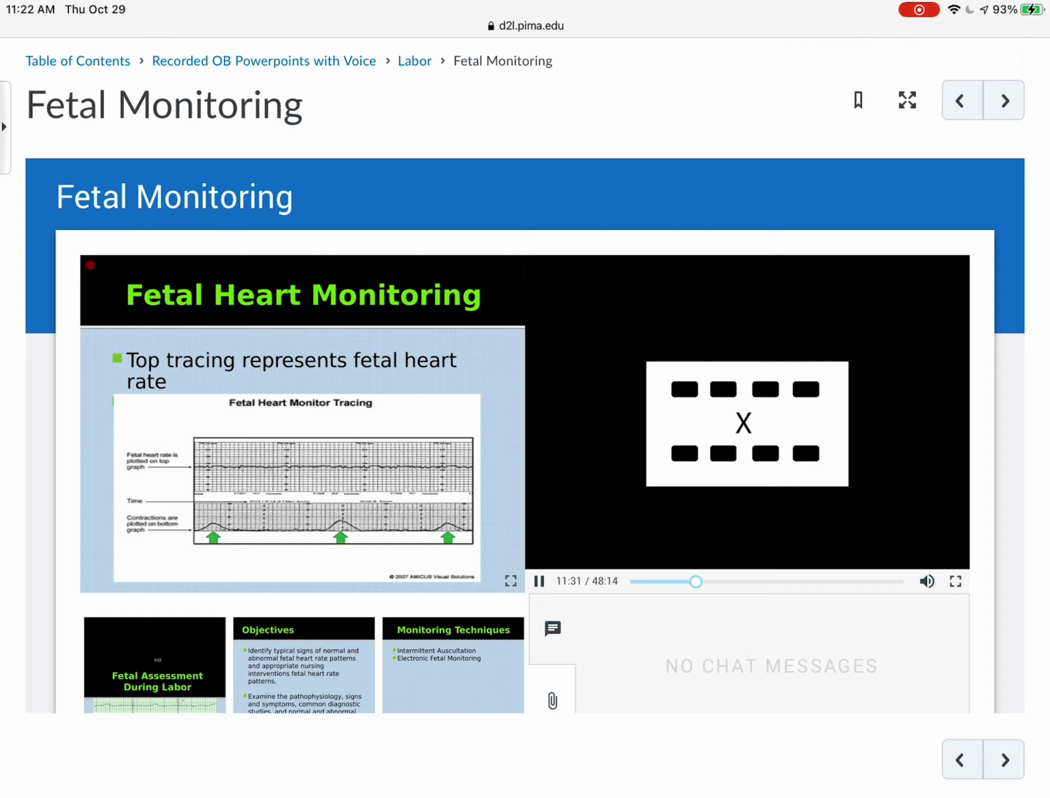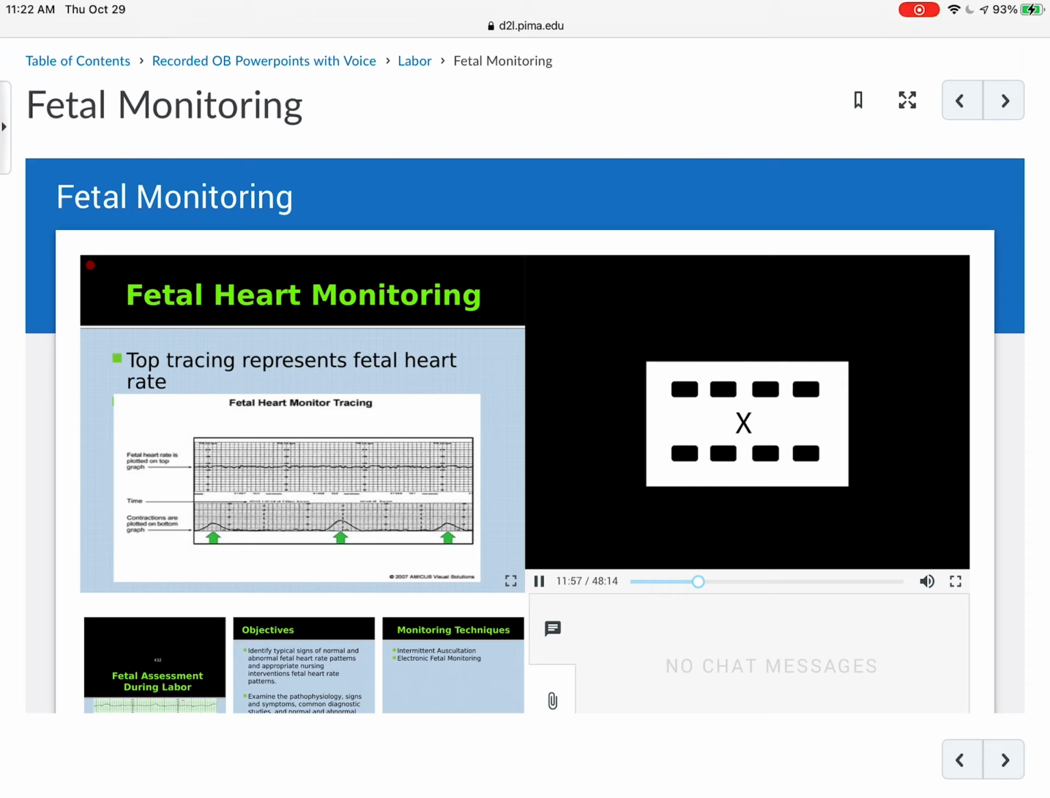If you look at this tracing here, the top is the fetal heart rate and the bottom is picking up the contractions. And that's what I talked about, like little hills. So it looks like, wow, those must hurt. And sometimes they go even higher. But again, if it's an external monitor, we're basically looking at how far apart the contractions are and how long they're lasting. The top one is the fetal heart tones, and a normal fetal heart rate would be 110 to 160. So that line should be in between there.